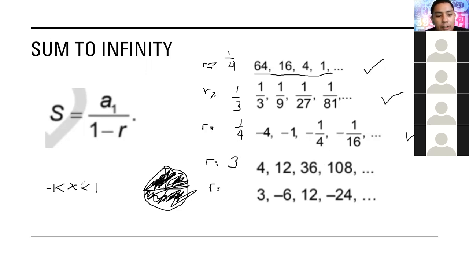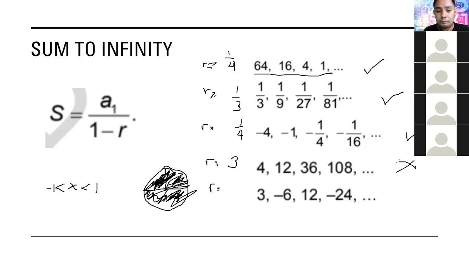Since 3 is bigger than 1, at hindi siya fraction, hindi to pwedeng gawin sa sum to infinity. Bakit? Example, 4 plus 12, 16, plus 36, that's 52. Plus 108, that's 160. Pag tumaas pa yun ang tumaas, hindi mo na alam ang katapusan, hindi mo na alam kung saan siya makakarating kapag inad mo ng inad. Wala lang ang katapusan, palaki pa ng palaki ang number, hindi na natin kaya yung i-add.